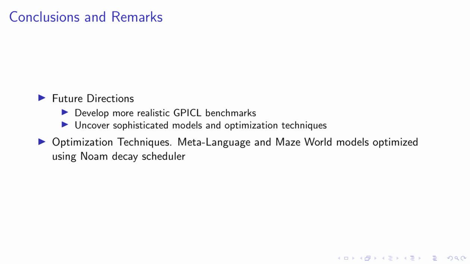In terms of optimization techniques, we've already made strides with our meta-language and maze world models. These have been optimized using the Noam Decay scheduler, which peaks at a learning rate of 10 to the power of -3 following an initial warm-up phase spanning 1,000 steps. This approach has proven effective in our preliminary investigations, and we're excited to see how it can be further utilized in future research.